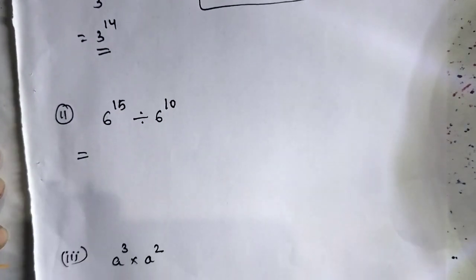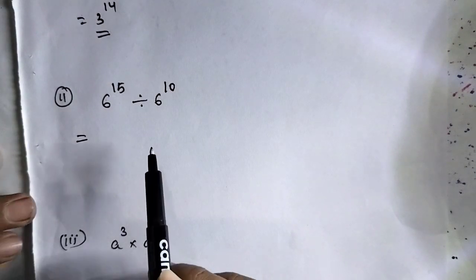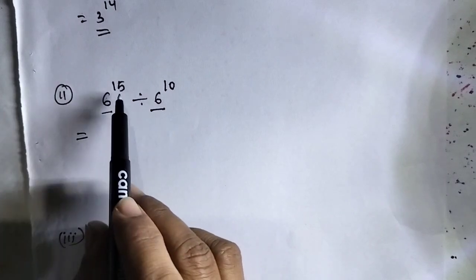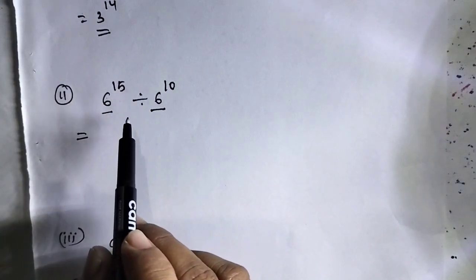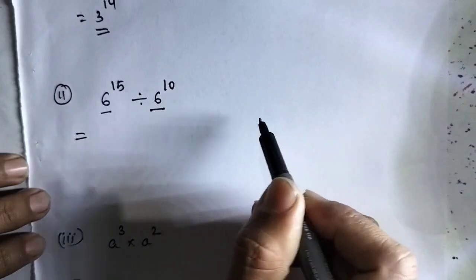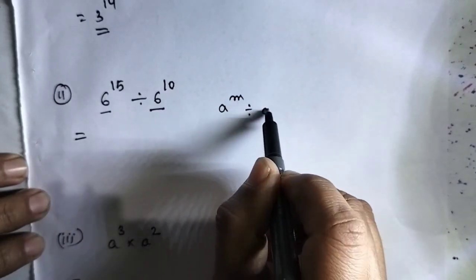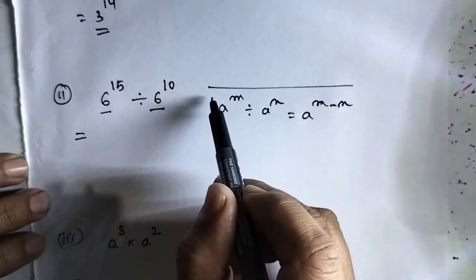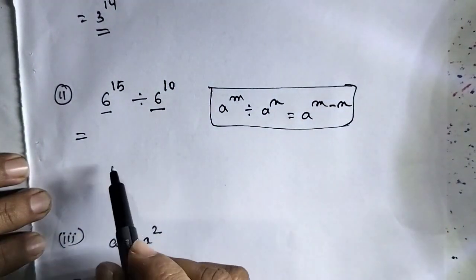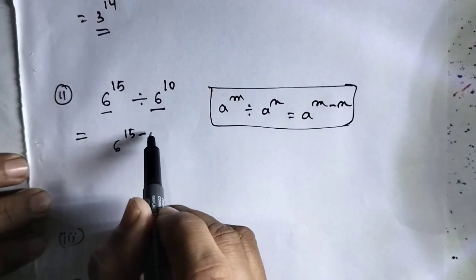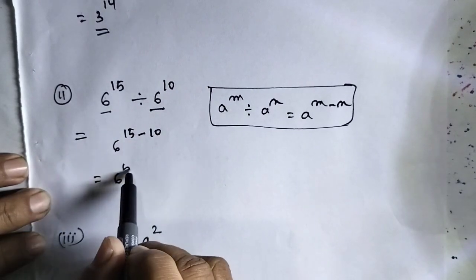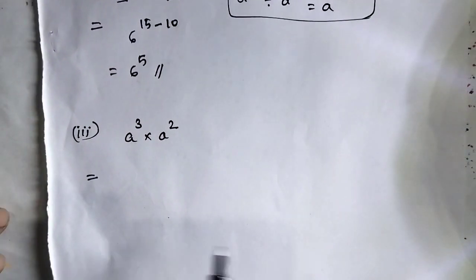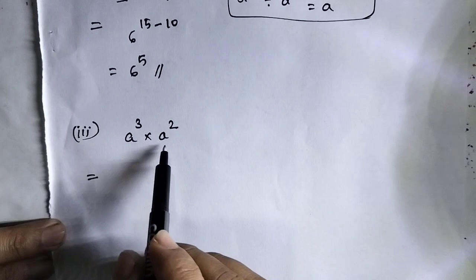Next question is 6 to the power 15 divided by 6 to the power 10. Here the base is the same and the exponent is different, but it is division. Then the law of exponents: a to the power m divided by a to the power n is equal to a to the power m minus n. Then the answer will be 6 to the power 15 minus 10, which is equal to 6 to the power 5. That is the answer.